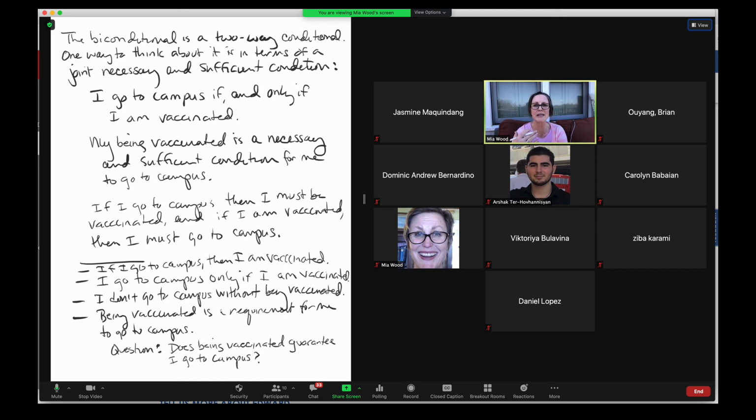Here's the language we're going to use. Affirming the consequent does not entail the antecedent. Does not entail the antecedent. Affirming the consequent does not entail the antecedent.